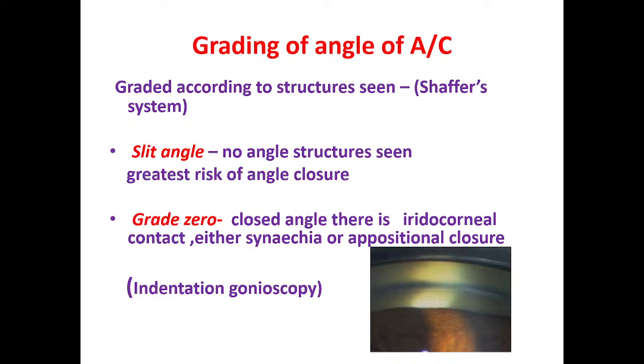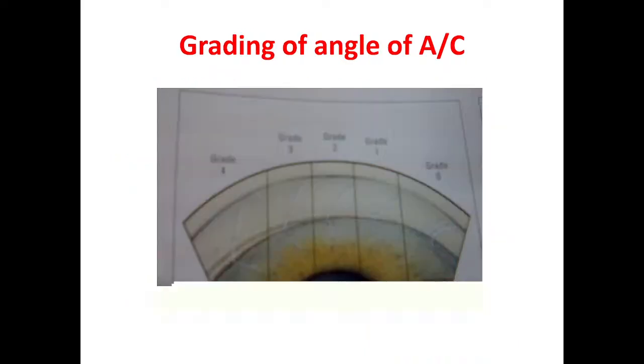So, this is going to separate these two structures, it is only appositional closure, and aqueous can be drained. But in synechial closure, you will find nothing happens and they are in contact with each other, they are synechiae, they are peripheral. So, this patient needs urgent management because there is no drainage, there is no passage for the aqueous humor to be drained from the trabecular meshwork.